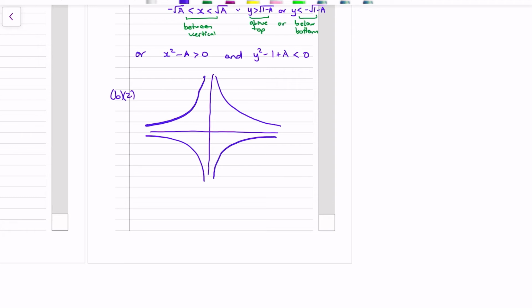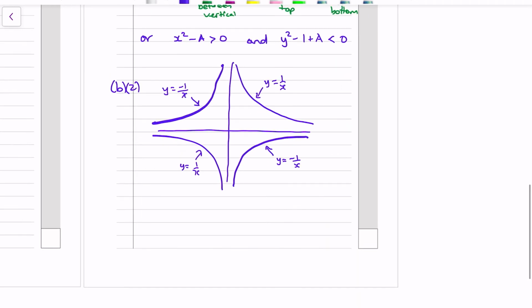This is what the curves look like. This one here is y equals 1 over x, and so is that bit. And then this one here is y equals negative 1 over x, and so is that one. A rectangular hyperbola. And then we've got an ellipse centered at the origin that's somehow enclosed in between. My diagram is pretty bad, but the thumbnail for the video is much nicer.